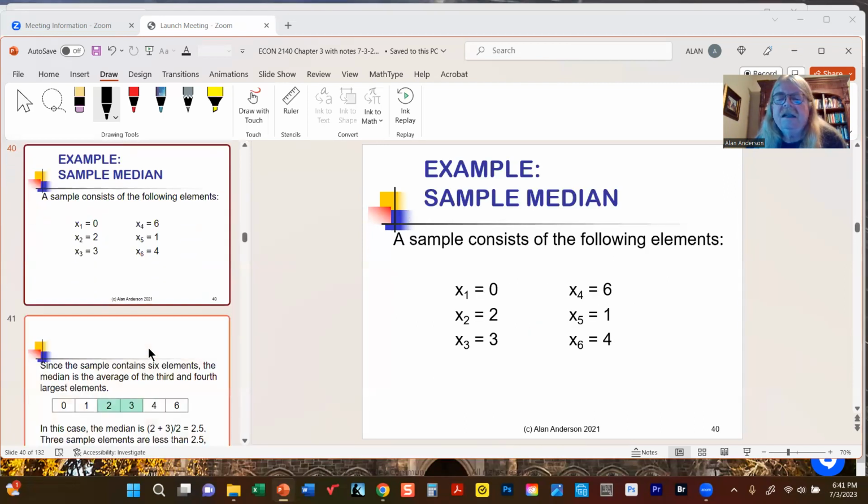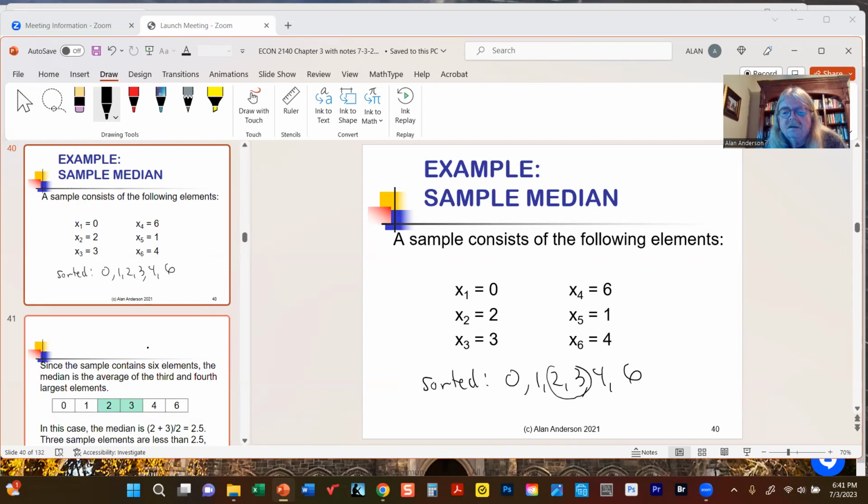Now, what about an even number of elements? Like here, what do we do now? Well, we'll sort them. And then we'll have 0, 1, 2, 3, 4, and 6. So what do we do now? There's nothing in the middle. These 2 are in the middle. But there isn't a single element in the center of our data. What do we do now?